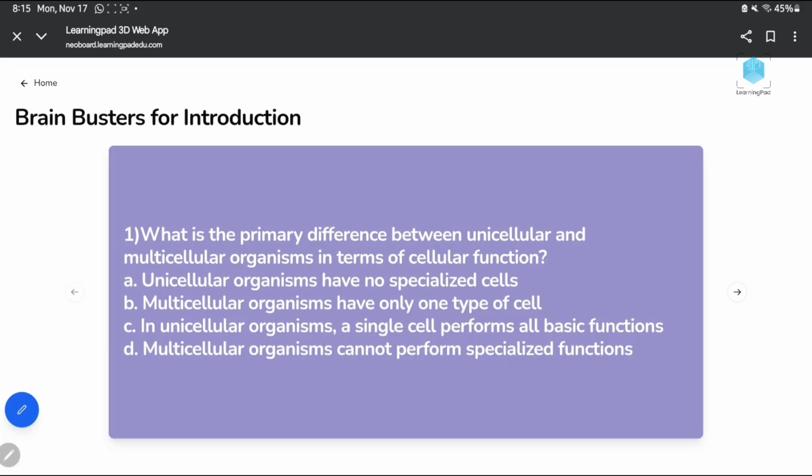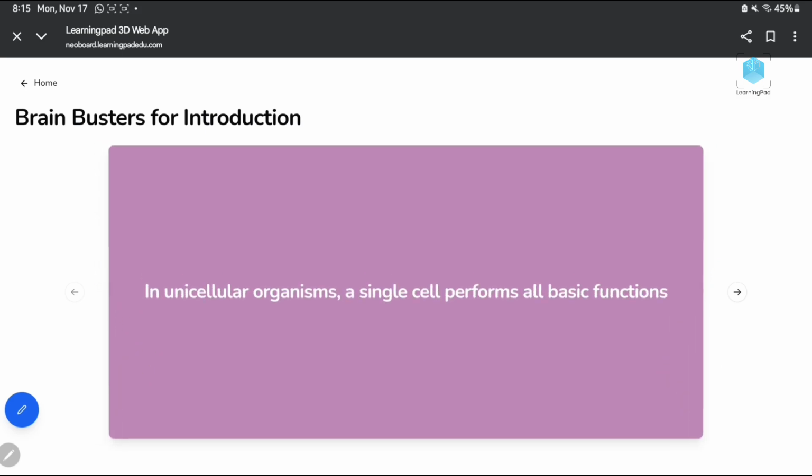Now let us check our understanding by answering a few questions. Here are a few questions, children. Read the question. What is the primary difference between unicellular and multicellular organisms in terms of cellular function? See the options here. Unicellular organisms have no specialized cells. Multicellular organisms have only one type of cell. In unicellular organisms, a single cell performs all basic functions. Multicellular organisms cannot perform specialized functions. Guess the answer? You are right. In unicellular organisms, a single cell performs all basic functions.